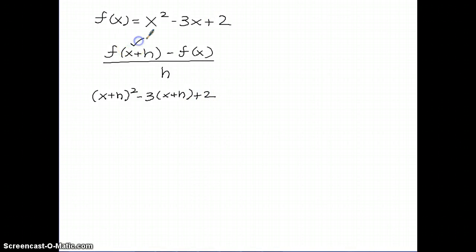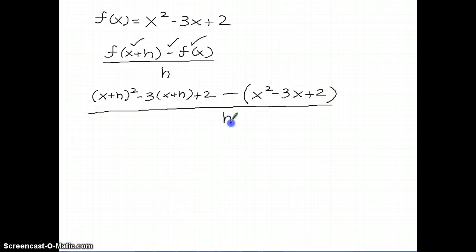So I've just completed this part of the problem here, inserting the x plus h wherever I see an x in f's equation. Then I'm going to put this subtraction sign. And then up top, we're also going to subtract f of x. This function here is f of x, but I'm going to remember to subtract it in parentheses. So f of x is x squared minus 3x plus 2. So I've just taken this quantity right here and subtracted it. Finally, it says to put the entire thing all over h, and so I've taken care of that part as well. Now it just becomes simplifying.